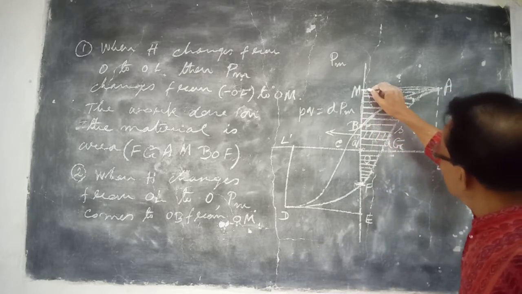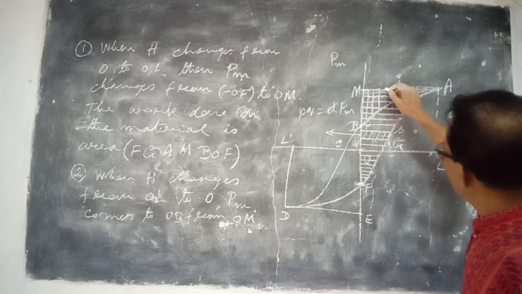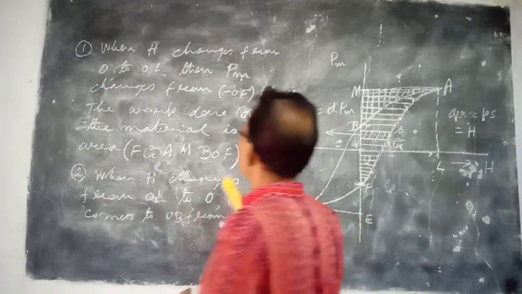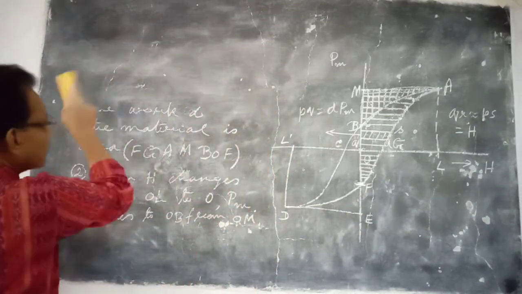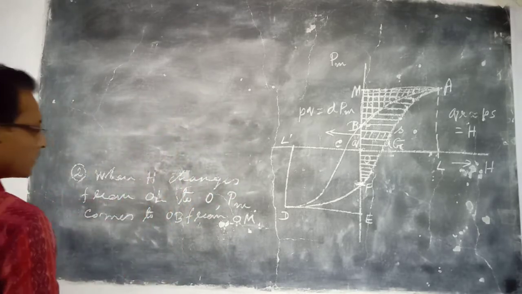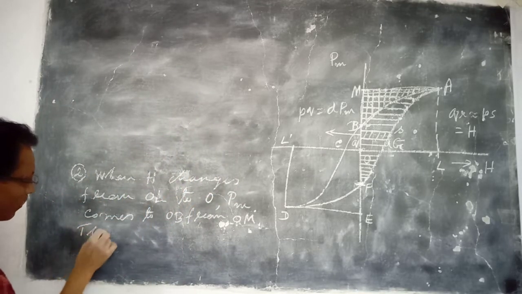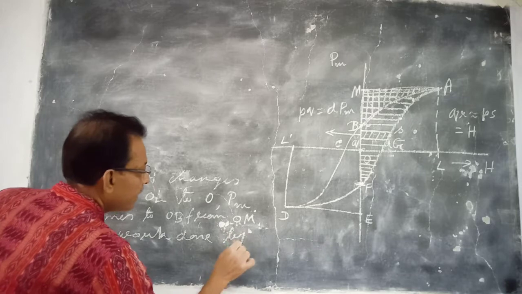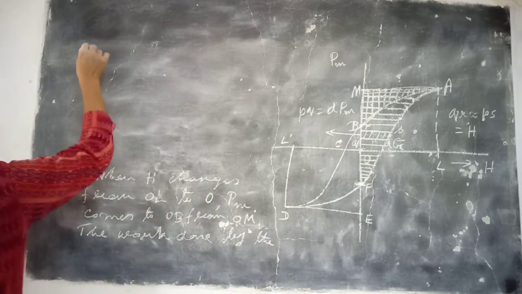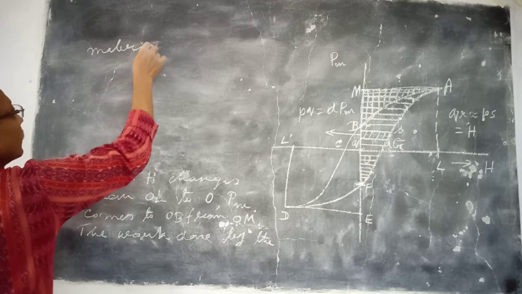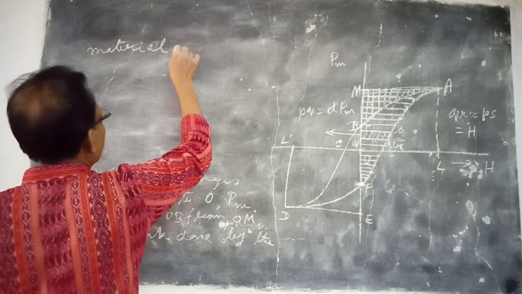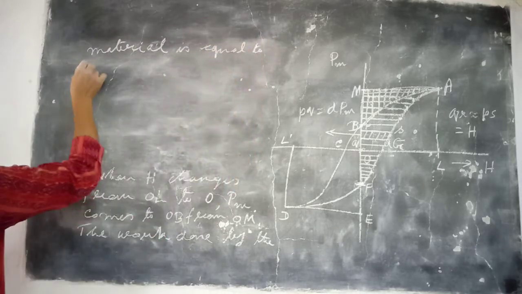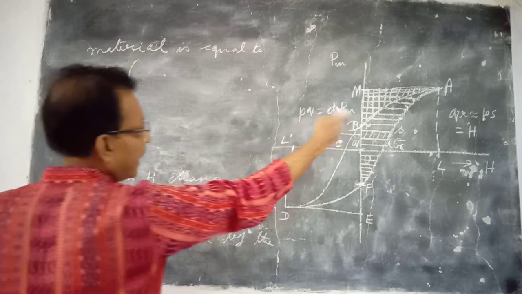So the area of this region. So in this case, the work done by the material, therefore the work done by the material in this case is equal to area of this AMBA.